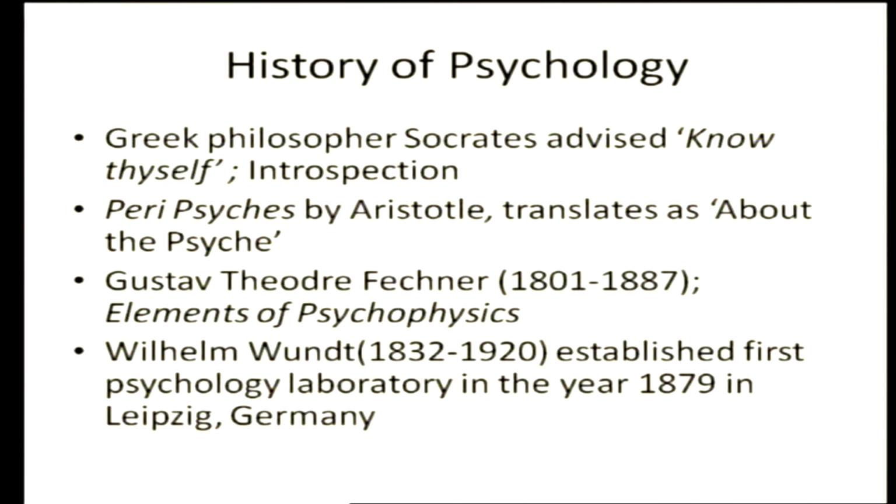And when Aristotle writes Peri Psyche, which is about the psyche, 2000 years ago, it means how the individual's behavior is governed by rules and laws. And people always seek pleasure and avoid pain. So we are seeing that the psychological underpinnings are there in the works from ancient times.